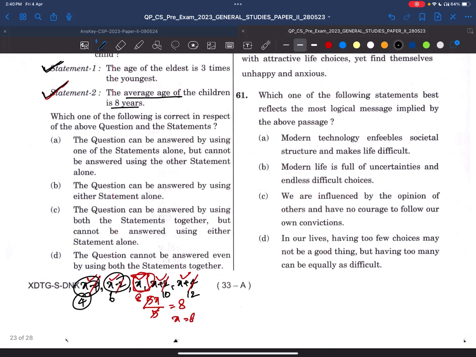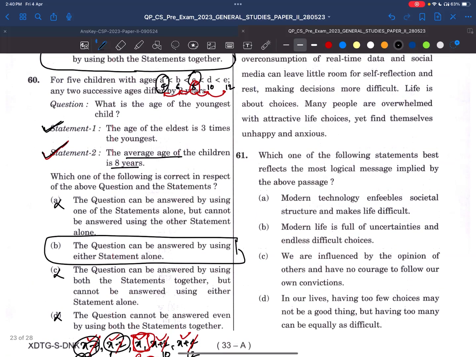See, in the options, the question can be answered by using both statements together, right? But looking at the options, the question can be answered by using one of the statements alone, but cannot be answered using the other statement alone. No, this is not correct. The question can be answered by using either statement alone. This is the answer. You can use either statement. Question can be answered by using both statements together, but cannot be answered using either alone? No. Question cannot be answered even by using both statements together? No. Answer is B. 6-step answer.